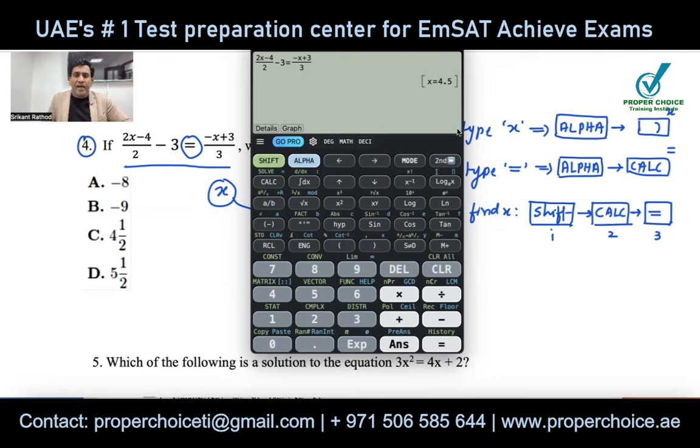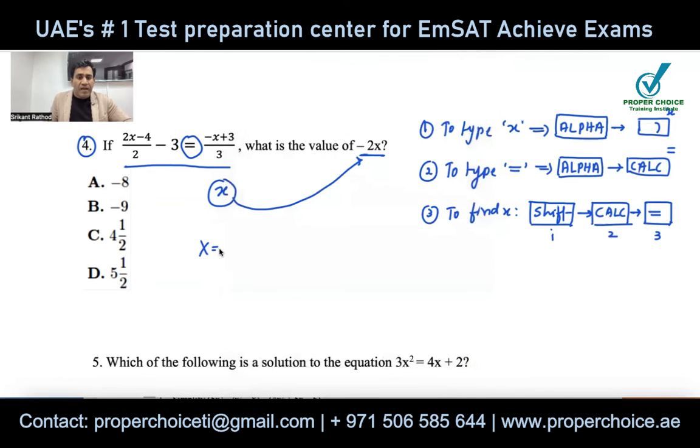From this, I got a value of x as 4.5, which is equivalent to 9 by 2, and you might get it in that form, which is the same. This value of x should be multiplied by negative 2. Let me tell you, the question is asking me to solve for negative 2x. Unfortunately, 4.5 is not the answer, so don't go with this.